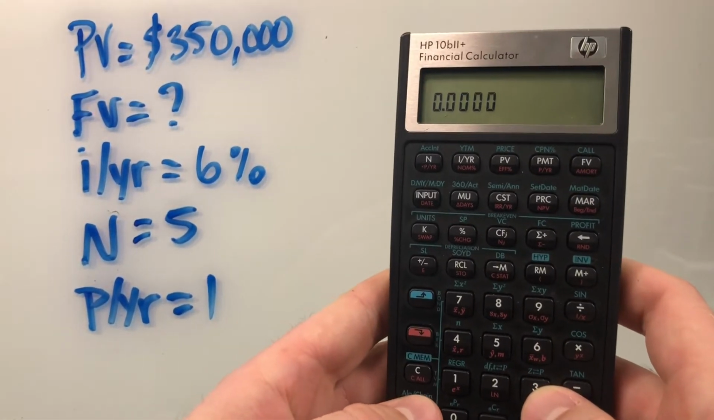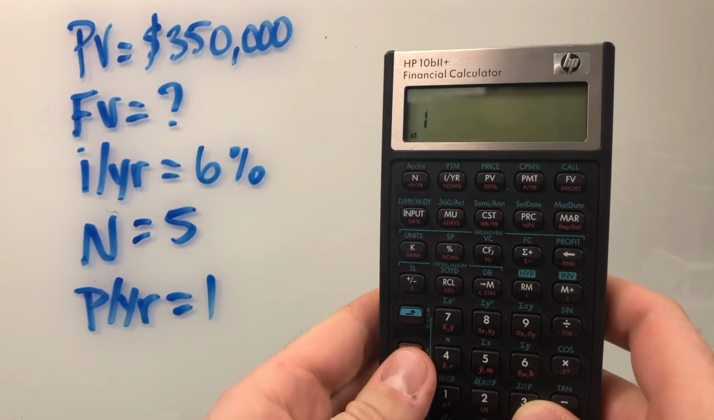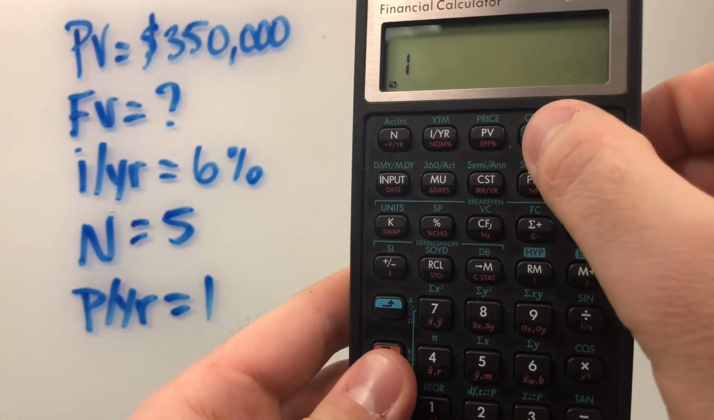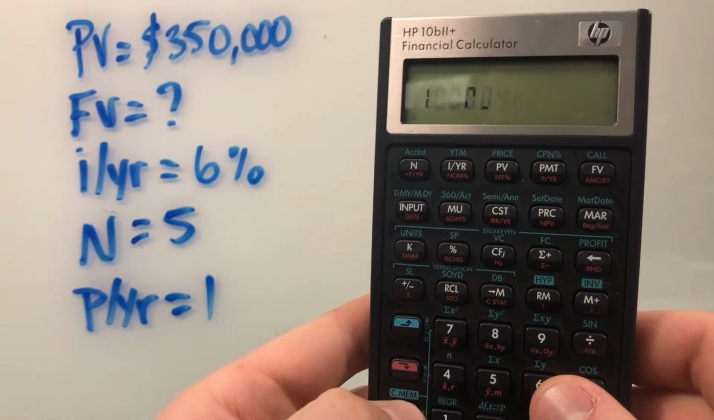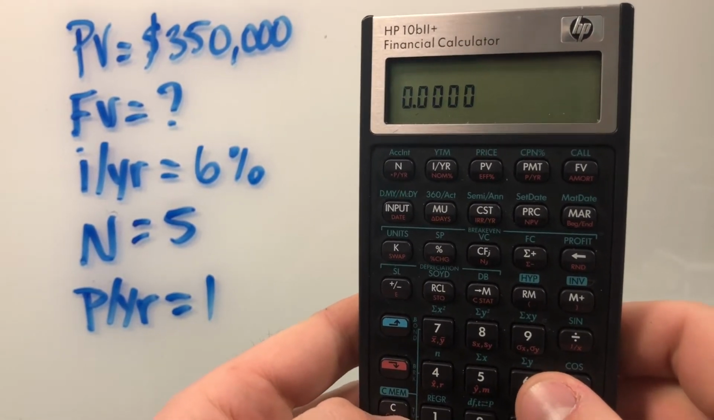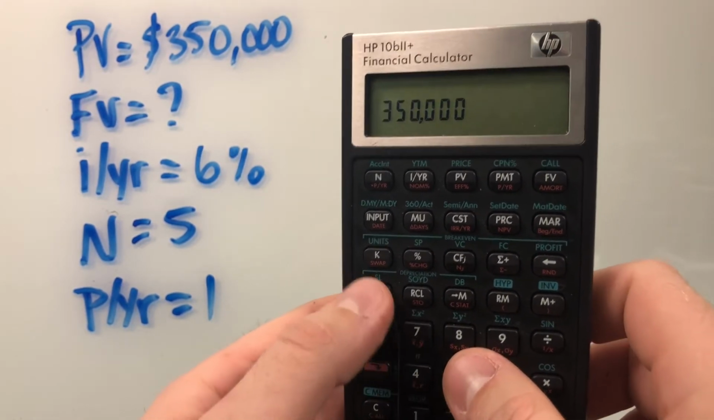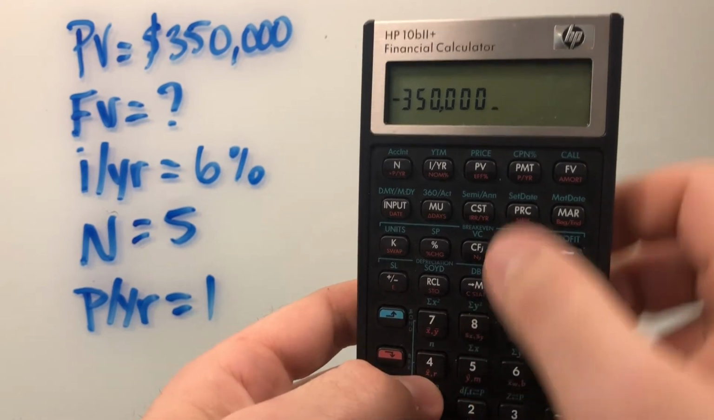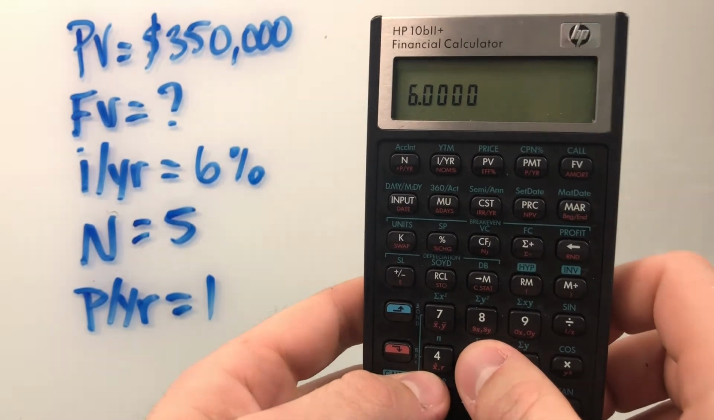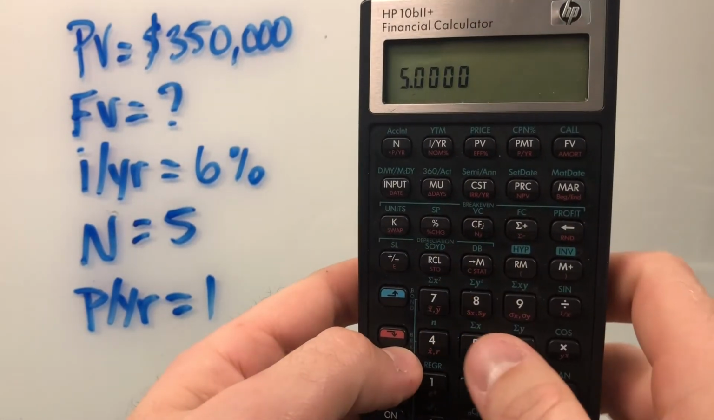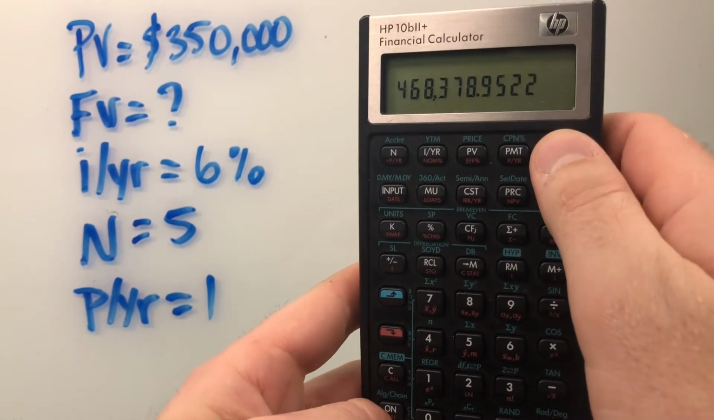Okay, let's zero things out. We're at 12 periods per year, so we need to adjust that first. So 1 shift, you see there, periods per year. Okay, let's clear all again. Okay, 1 period per year, we just confirmed that. Now let's start plugging in our data. So 350,000, and remember, we have to convert that to negative, present value, 6%, 5 years. Okay, payment, we're going to disregard, and now we're going to go for future value.